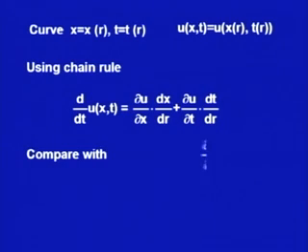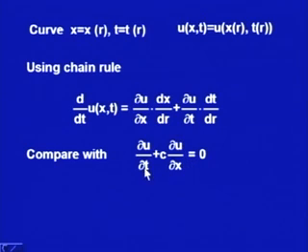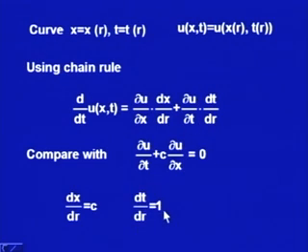Now, compare it with the given equation, del u over del t plus c times del u over del x is equal to 0. The coefficient of del u over del x here is c, and there it is dx by dr. So, I get dx by dr is equal to c. Similarly, the coefficient of del u over del t here is 1, and there it is dt by dr. So, dt by dr would be 1, and d by dr of u(x, t) is 0. So, we write du by dr is equal to 0.